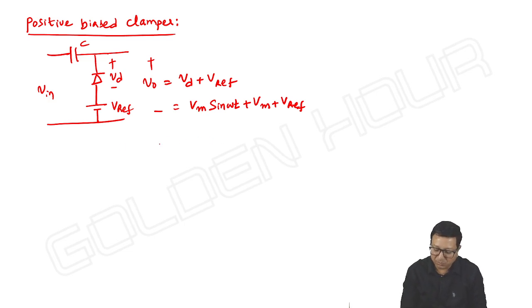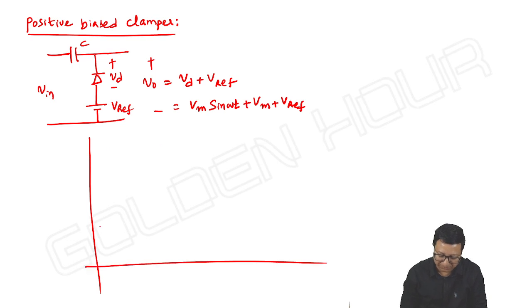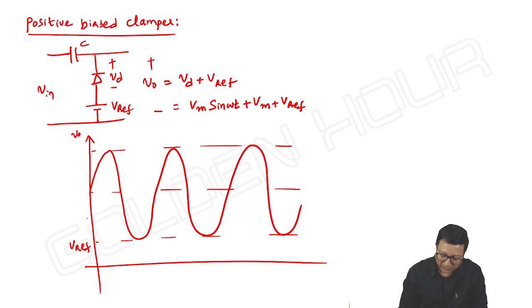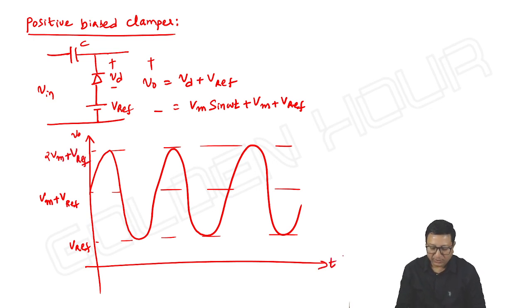And how about the output waveform? If you see the output waveform, V reference, we can see the output something like this. It is from Vm plus V reference to Vm plus V reference. That's it. This is how we can see the response of this positive biased clamper.